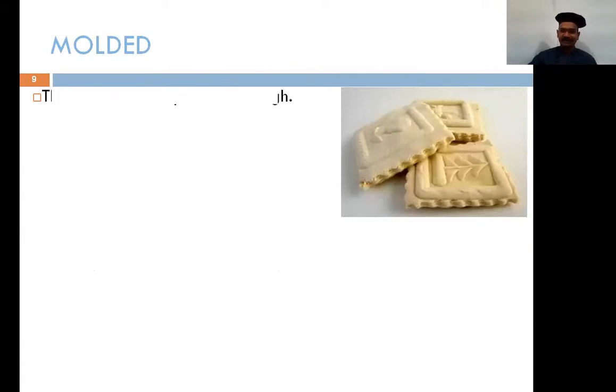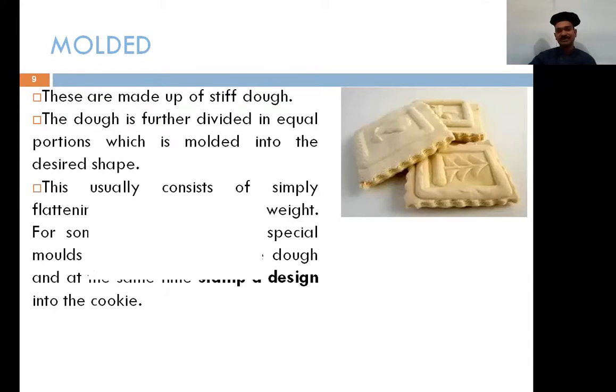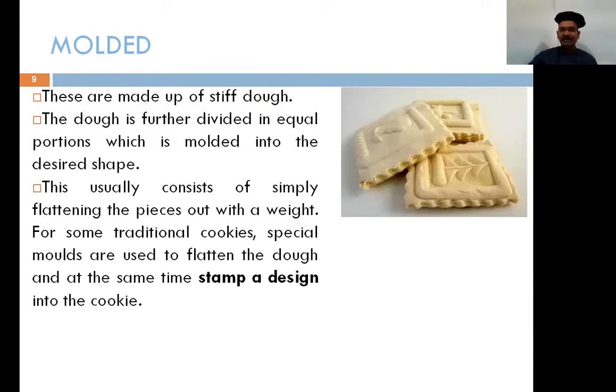Type number four, molded cookies. Now, as the name says, you get to mold it up with something. So these are made up with stiff dough. The dough is further divided into equal portions and molded into the desired shapes which you are looking at.